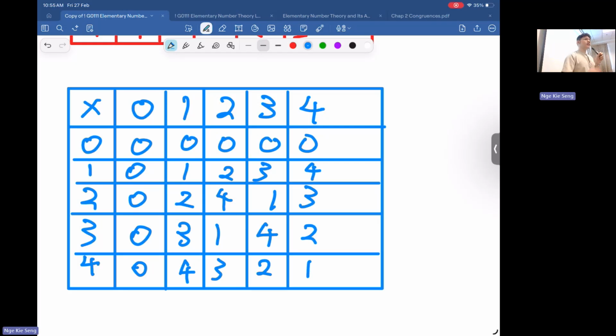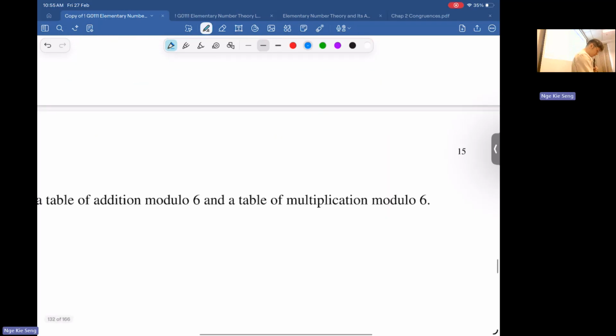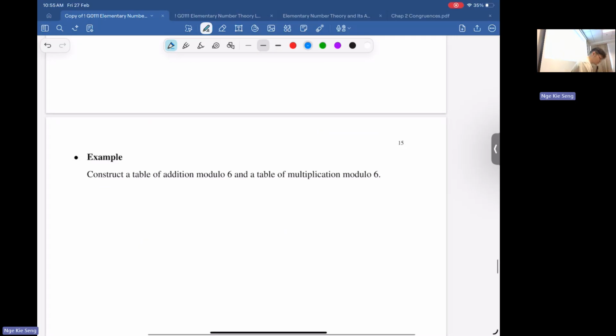Okay, any questions so far? I want you to observe that in this table the numbers are permuting. And then how to get the number one, we leave as an exercise. You can go back and construct modulo 6. You can ask yourself, do you see this permutation property again? Did you see this permutation property?